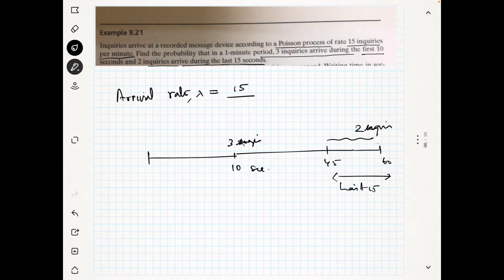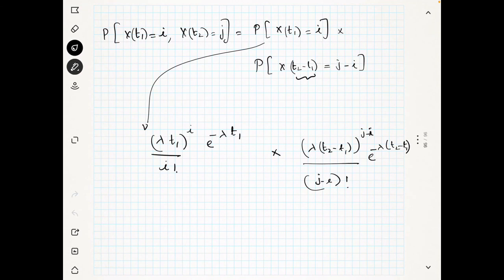So this is the question. You can see that everything is in terms of seconds, not minutes. So we have to convert our arrival rate. The arrival rate is 15 inquiries in 1 minute, that means 15 inquiries in 60 seconds. So the arrival rate is nothing but 1/4. You want to find 3 arrivals in this duration and 2 arrivals here. So we just use this concept.